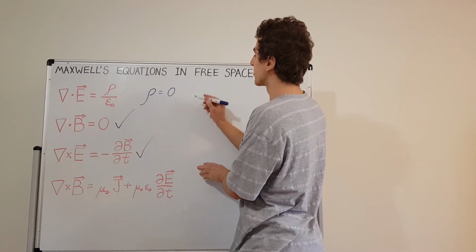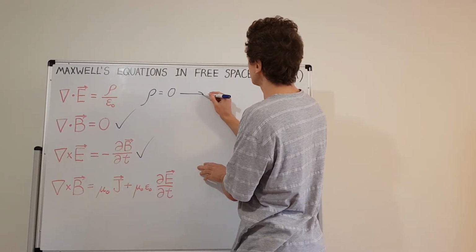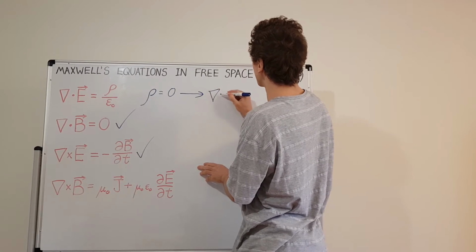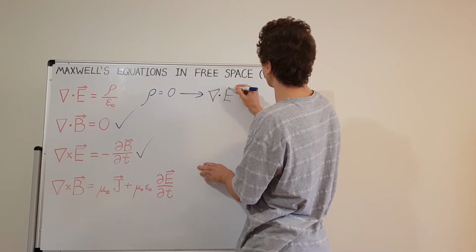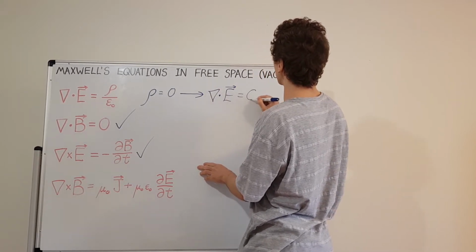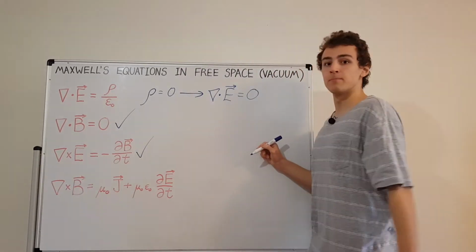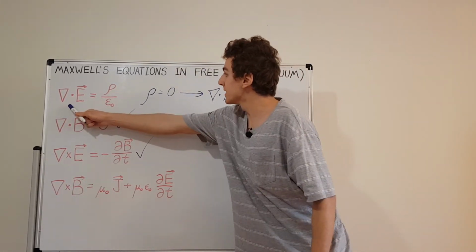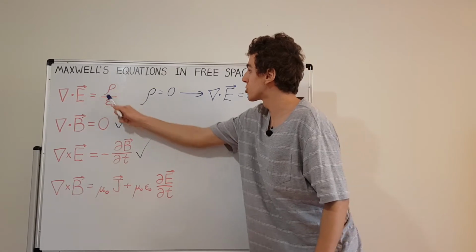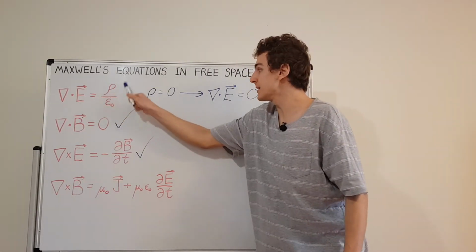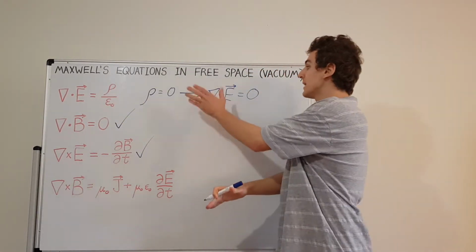And if rho is equal to zero, that implies that the divergence of the electric field is also equal to zero, right? Because the divergence is only due to this charge density. If there's no charge density, there's no charge there, then there's not going to be any divergence.